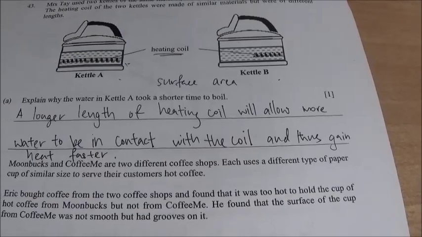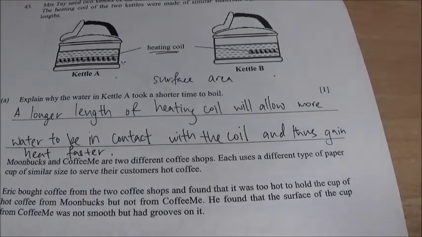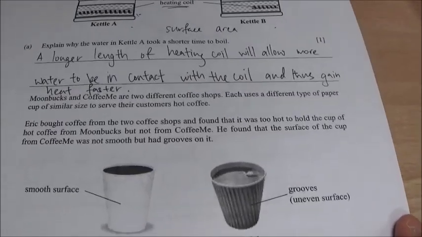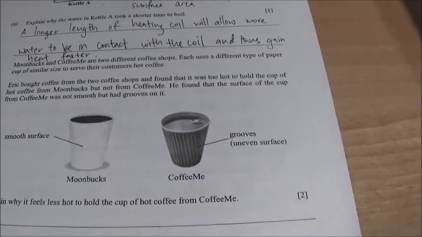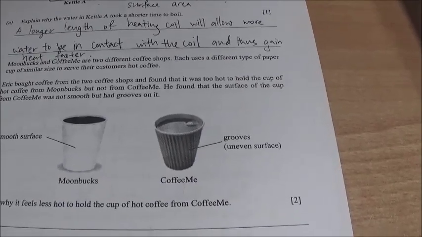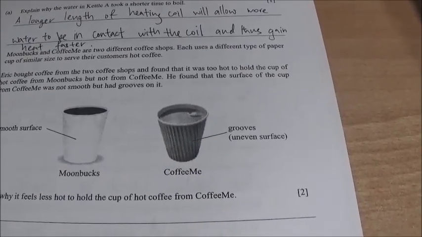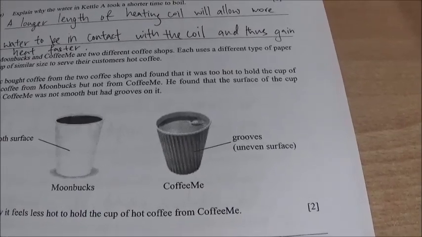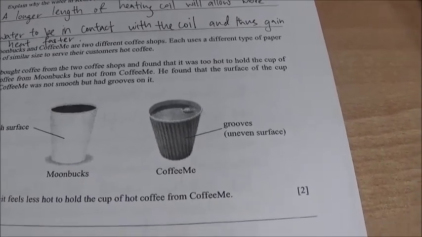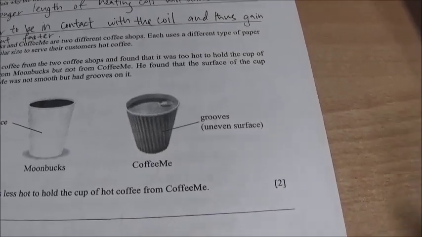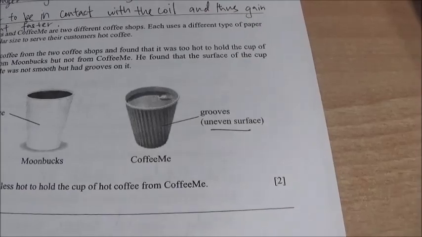Okay, if you think that I'm too fast, you can actually pause here to copy down your answers before you move on. Alright, okay, let's look at the next question. Moonbugs and Coffee Me are two different coffee shops. Each uses a different type of paper cup of similar size to serve their customers hot coffee. Eric bought coffee from two shops and found that it was too hot to hold the cups of hot coffee from Moonbugs but not from Coffee Me. He found that the surface was not smooth but had grooves on it. Okay, groove meaning uneven surfaces.